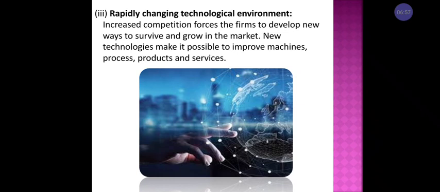What do they have to do? They have to change their technology as one option. They have to modify the technology, and innovate new technology. They have to adapt this technology in production to increase their output. Not only increase output, they also have to increase the quality of goods and services. This is called rapidly changing technological environment.